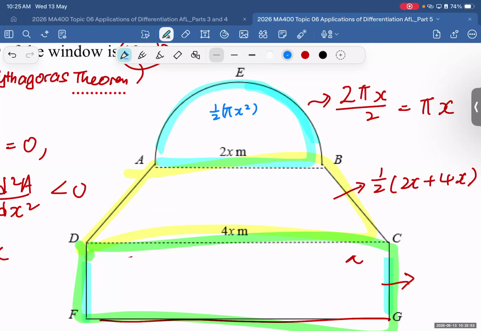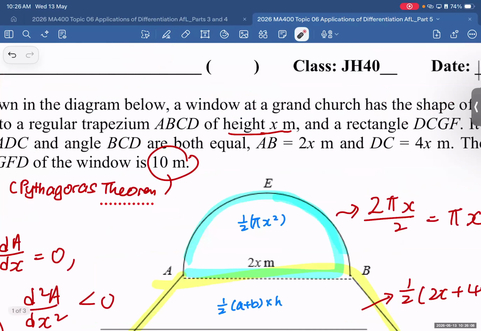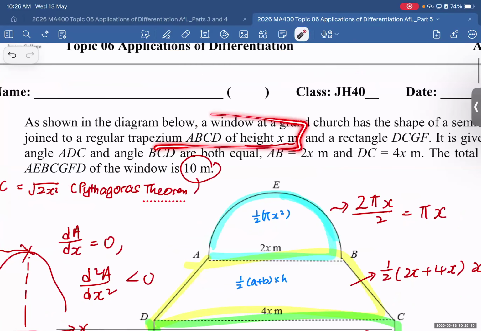Now, area of trapezium is sum of parallel sides times height. In this case, it's like 2x times 4x. This is also x. The question did say that ABCD is height, inside here.